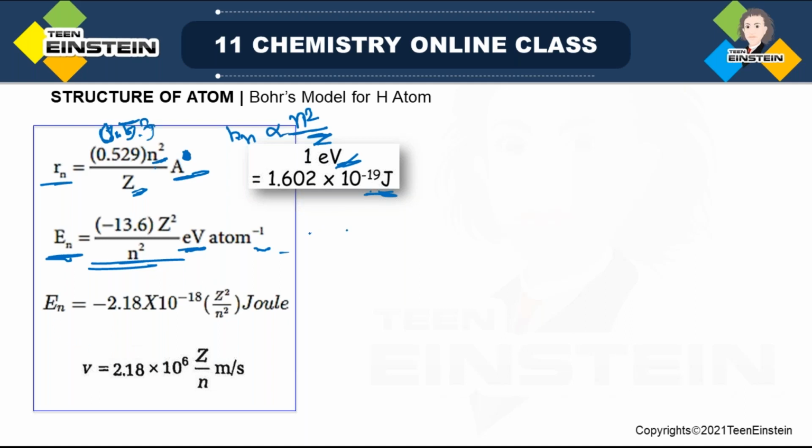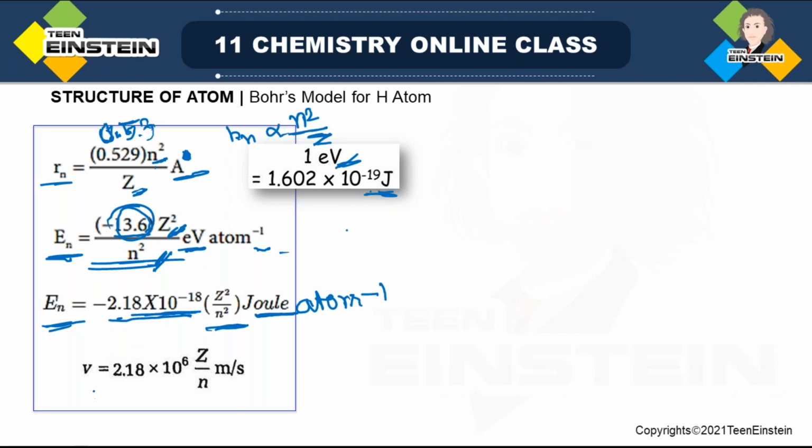Next, if we convert it to joule unit, the third formula that you are seeing here: if you multiply this 1.602 into 10 to the power minus 19 joule with the value 13.6, then you will get 2.18 into 10 to the power minus 18. Rest of the part, there is no change. It is still Z square divided by n square. But now the energy is actually in joule. And again, it is obviously per atom, not per mole.